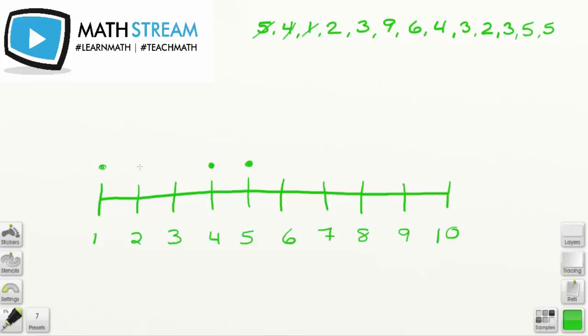Next one, 1. Next one is 2 and 3. Cross these out. Then we have a 9, a 6, another 4. So this time I stack it up on top. A 3 and a 2. We stack those on top of the other dots. Another 3. It's our third 3. And then 2 5s at the end. 1, 2. And that's how we do it.